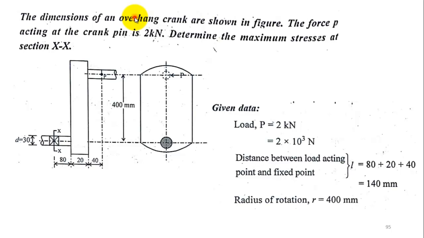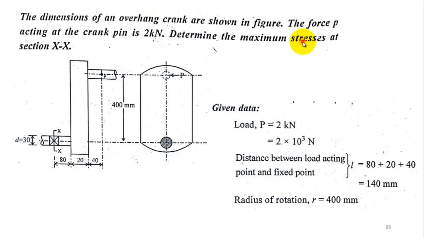The force P acts at the crank pin. The crank pin is the protruded element which is there here. At this crank pin, the load P is acting, and the value of the load is given as 2 kilonewton. Load P equal to 2 kilonewton.